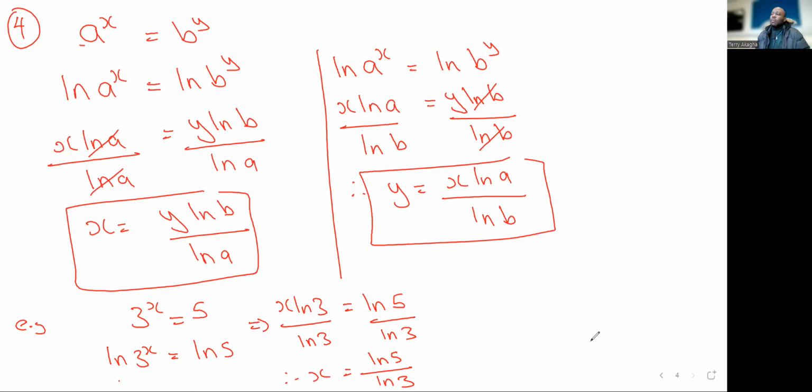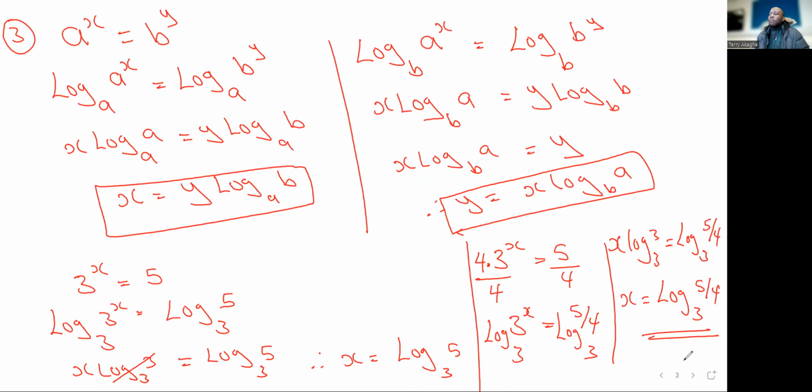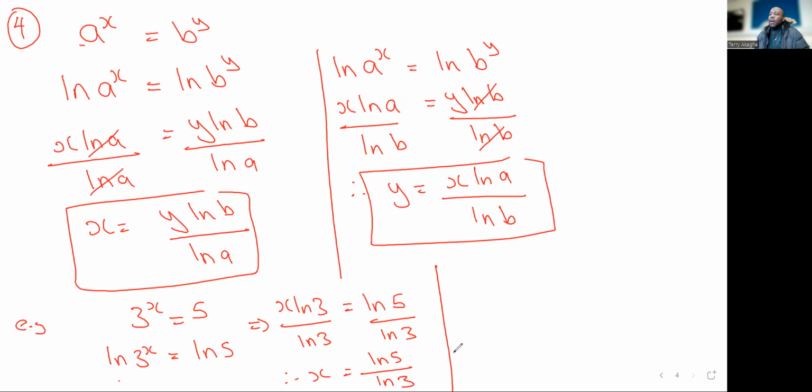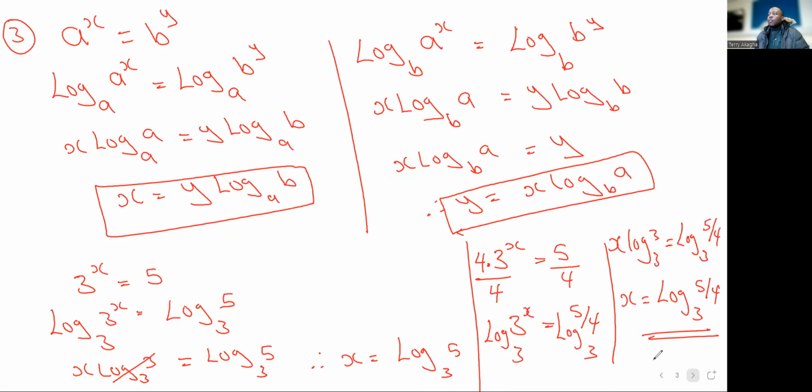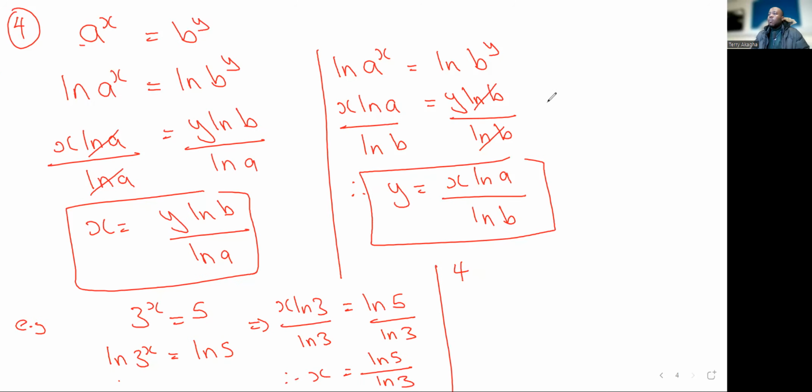All right, so the same thing, the other example we had here. Similarly, if you had 4 multiplied by 3 raised to x is equal to 5, like I said, there must be nothing in front of it before you take the ln. So you can divide both sides by 4.